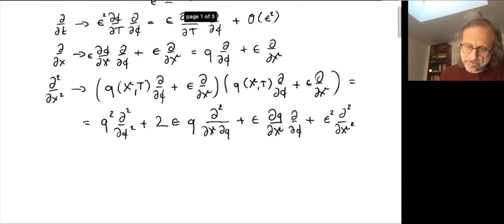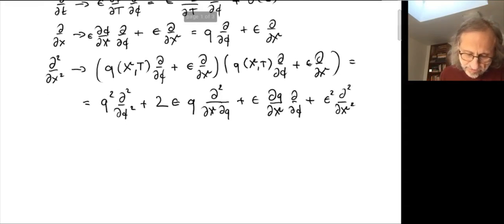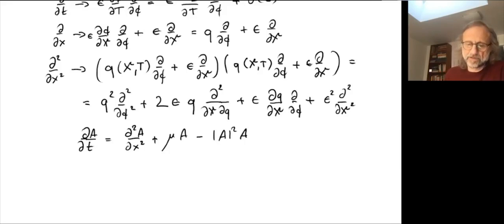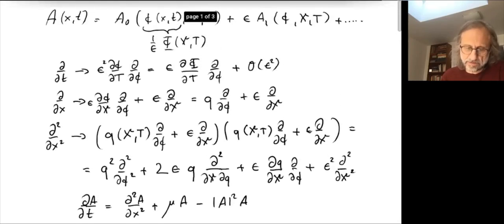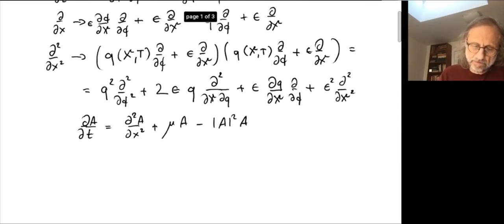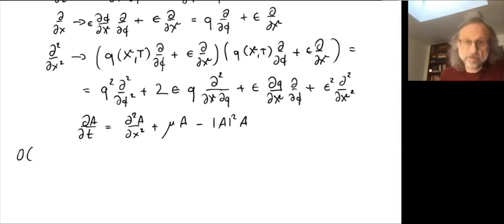Maybe I should simply quickly write down our Ginzburg-Landau equation again so we know what we actually have. So we have d by dt of A is equal to the second derivative of A with respect to x plus mu A minus absolute value of A squared times A. And so we expand A in A naught and A1 and higher order terms and put all these derivatives in. Okay, so let's look at the leading order. Since A is order 1, we actually have a leading order term which is order 1.